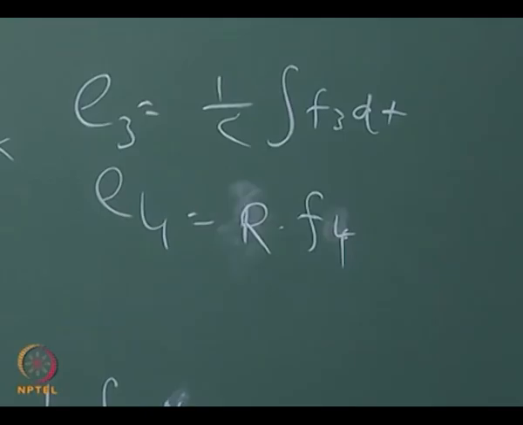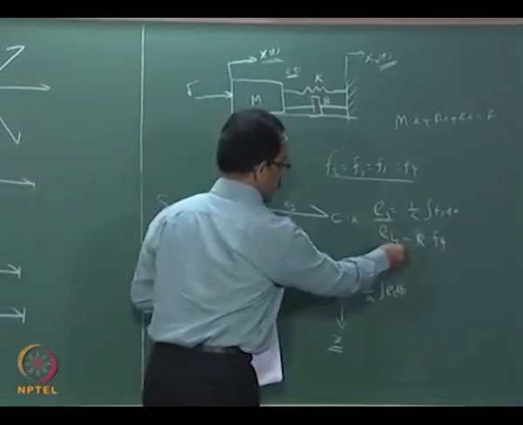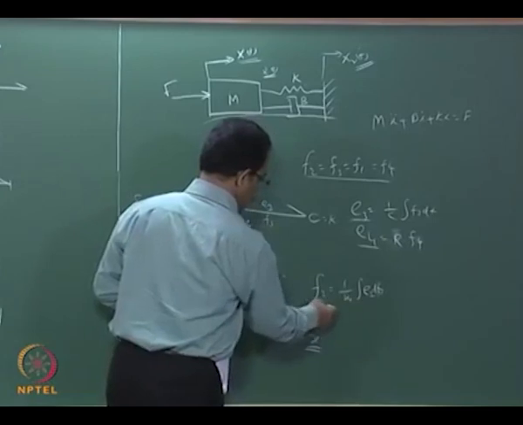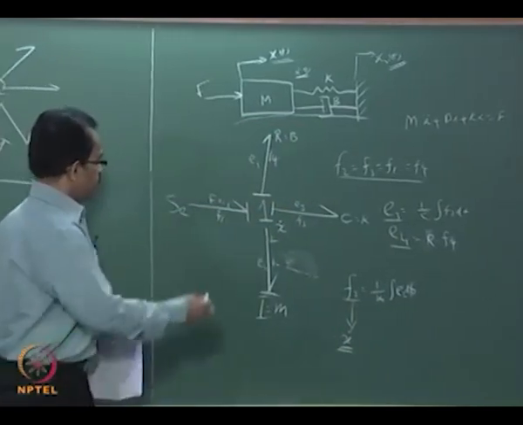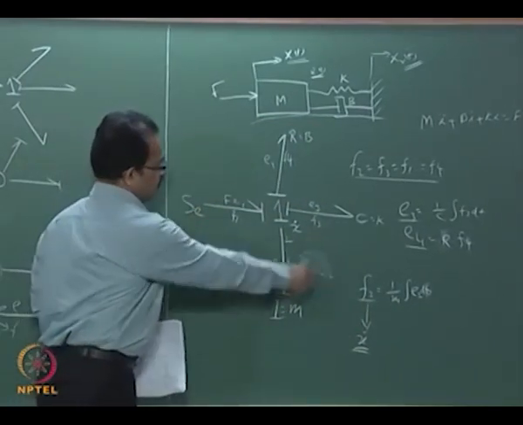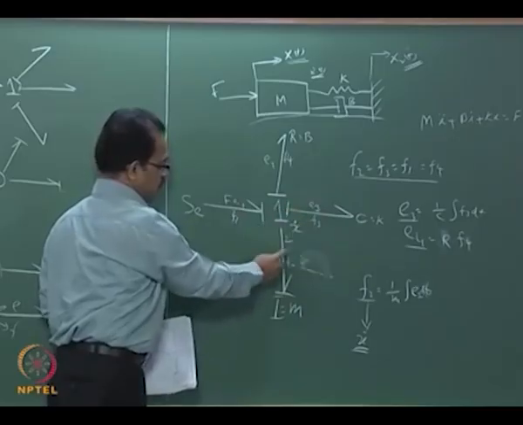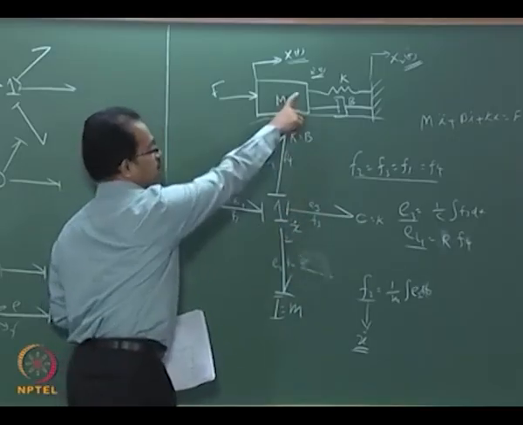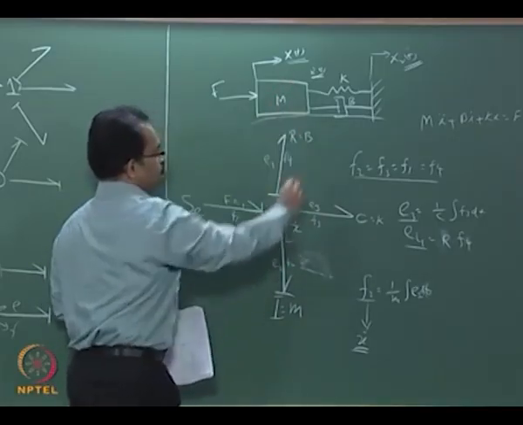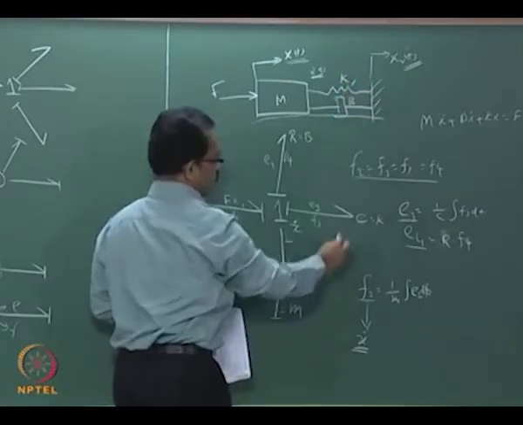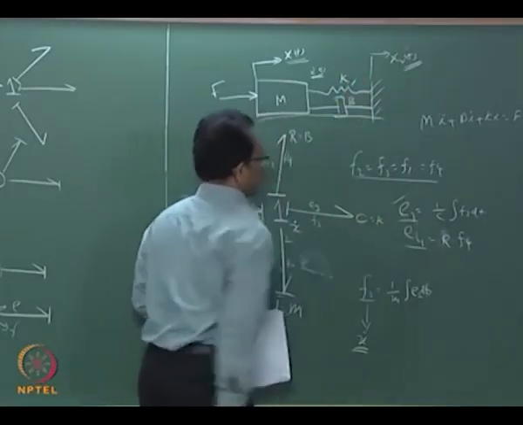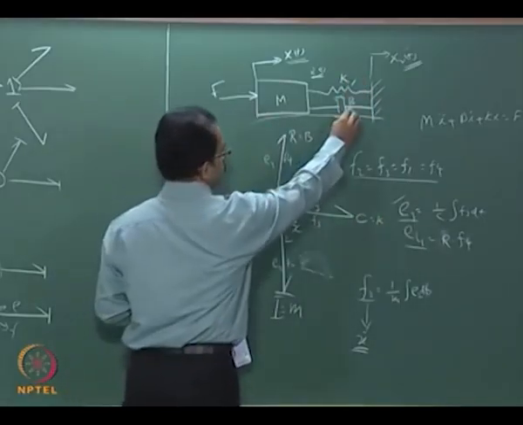So that is the relationship here. We know that all this effort can be calculated, E3, E4, and we can calculate the flow also. That means once we know this bond graph, we can calculate all the parameters: what is the velocity, what is the displacement and velocity of this mass, what is the force acting on the spring.